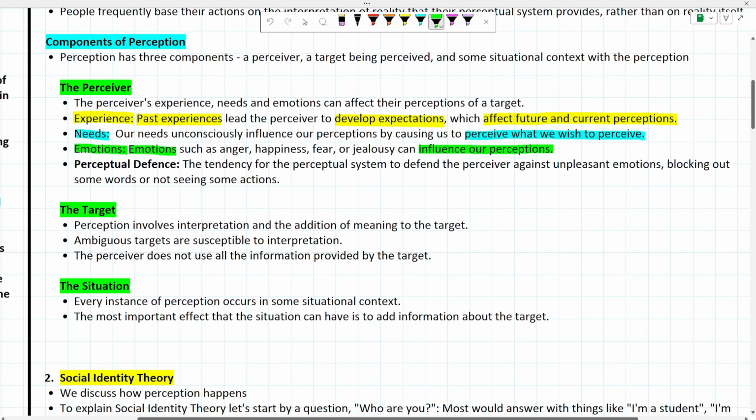So the target, perception involves interpreting an addition of meaning to the target. Ambiguous targets are susceptible to interpretation. The perceiver does not use all the information provided by the target. The situation, well, every instance of perception occurs in some situational context. The most important effect that the situation can have is to add information about the target. So let me highlight that. The situation adds information about the target.